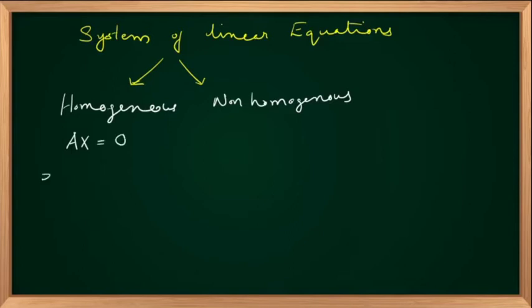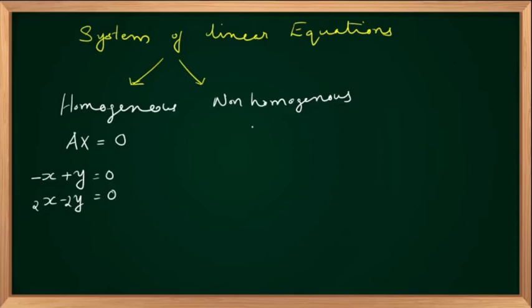The examples are, say, x plus y equal to 0, then 2x minus 2y equal to 0, minus x plus y equal to 0, and 2x minus 2y equal to 0. This is a homogeneous system of linear equations.